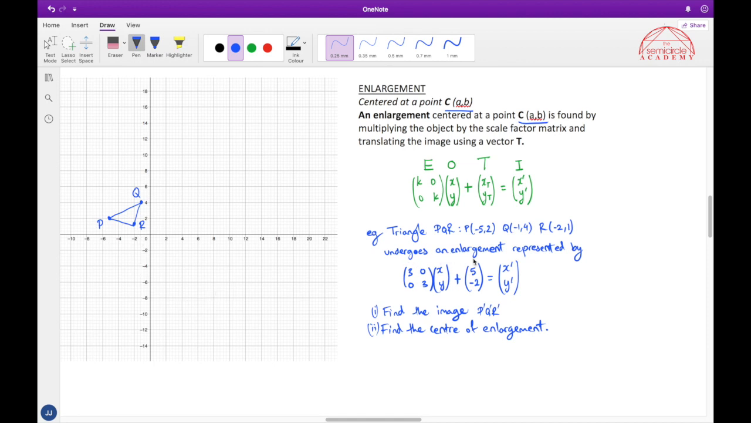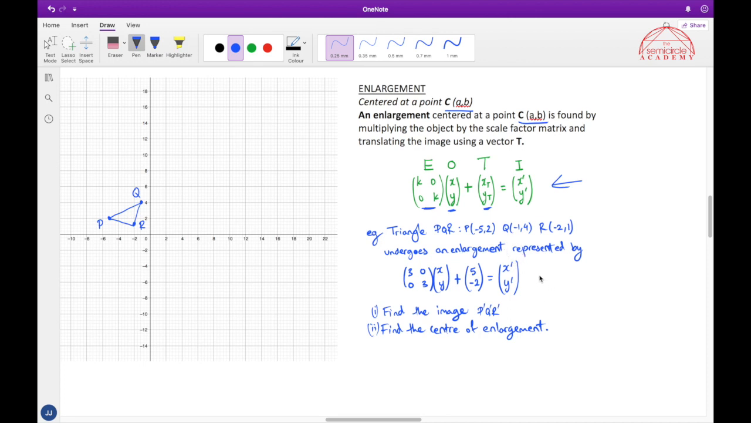And they say that it undergoes an enlargement that is represented by this equation. Now, I want you to just notice what's going on with this equation here. Let's take a look at the general equation. First, we have the enlargement matrix that is being multiplied by the object, right? So this here is the object. Whatever matrix, however many points it is, we take the enlargement matrix, multiply it by the object, and then we add it to some translation, and that gives us the image.